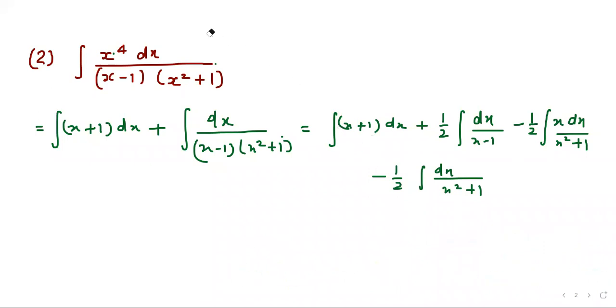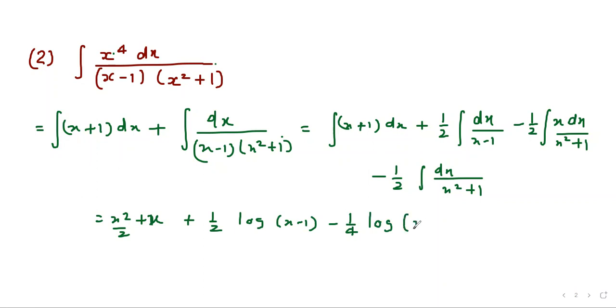So here integration of x + 1 will give x^2/2 + x, plus this will become 1/2 log of (x − 1). And here we can take x^2 + 1 equal to t and 2x dx equal to dt. That will give x dx equal to 1/2 dt. So this will become minus 1/4 log of (x^2 + 1), and minus 1/2 times the formula of tan inverse x, so tan inverse x plus c.